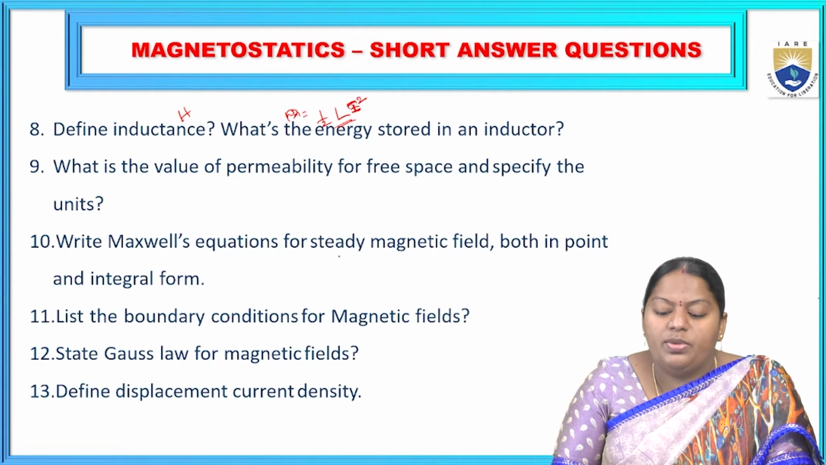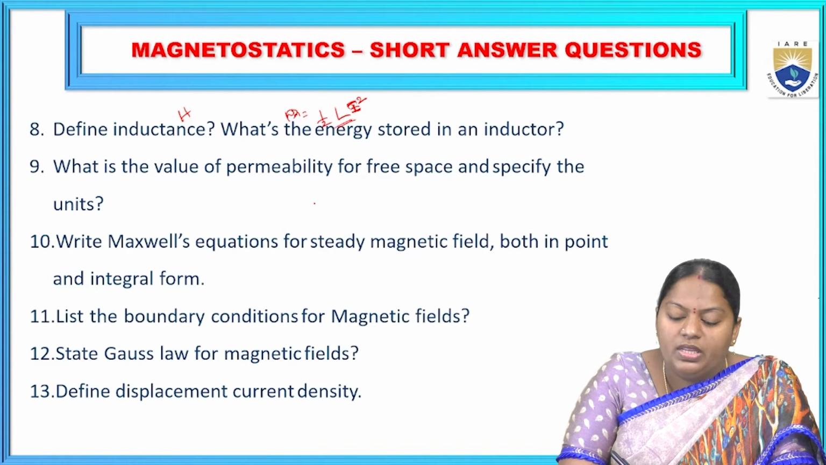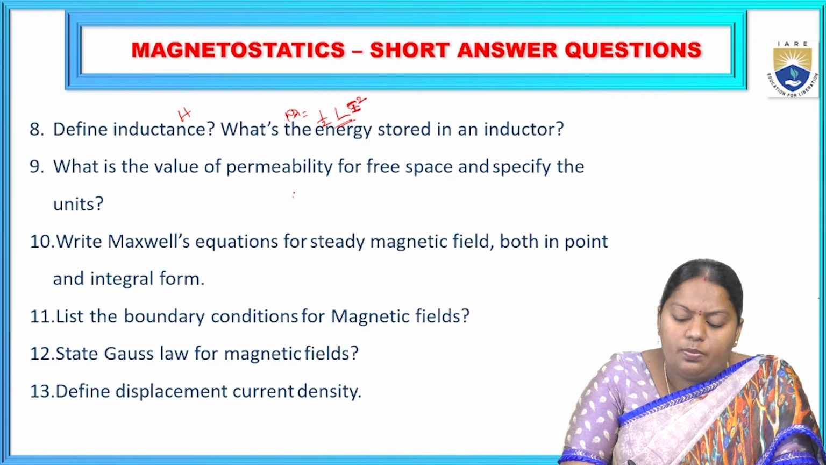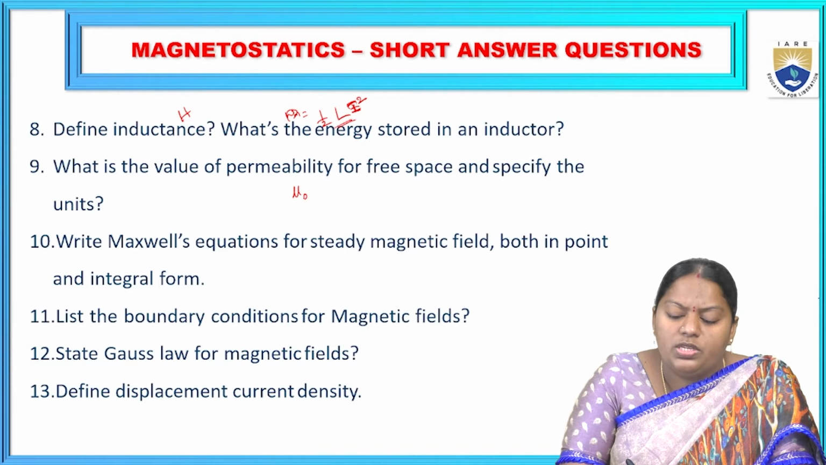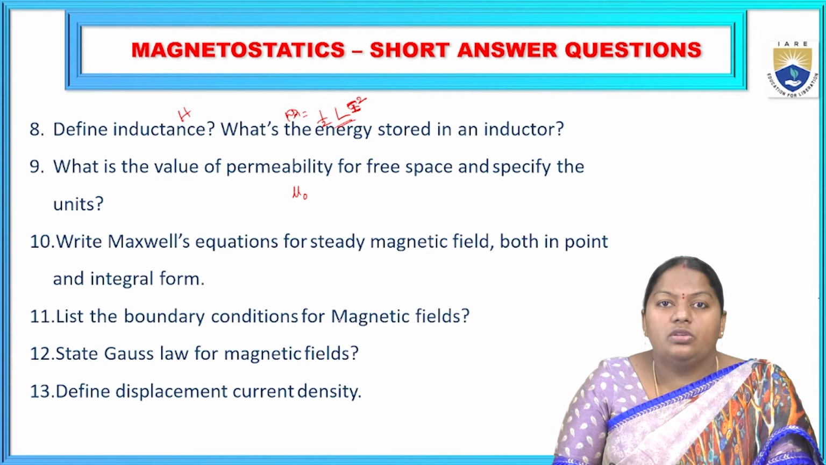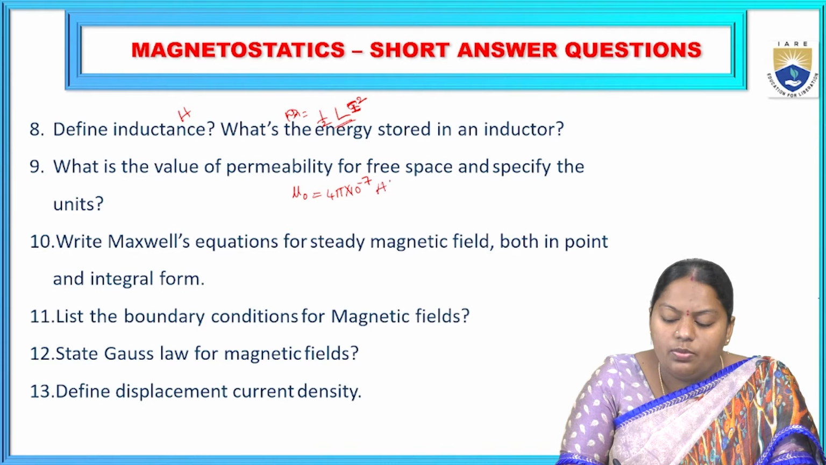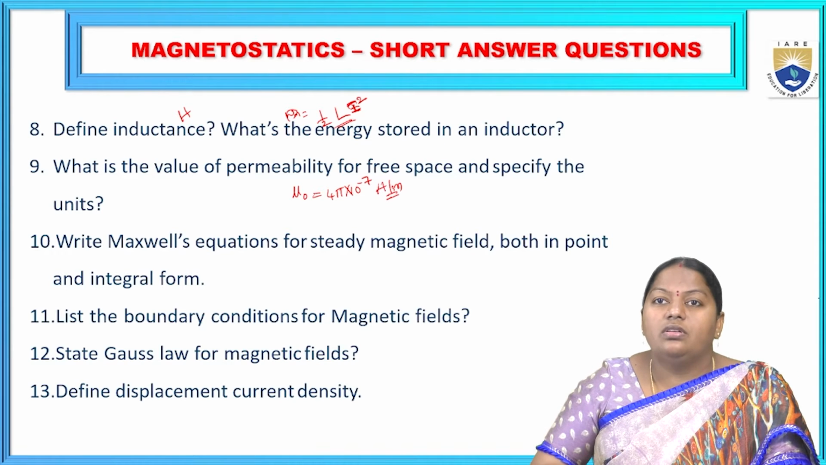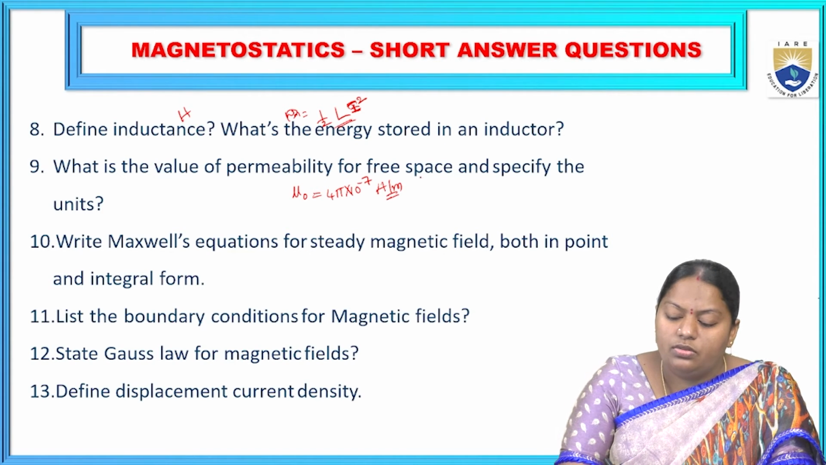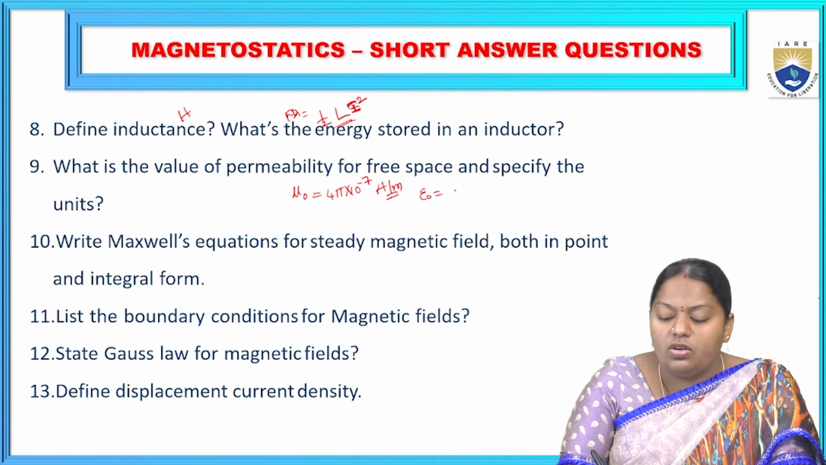And what is the value of permeability for free space, and specify its units. The permeability of free space medium is represented as mu naught, and its value is 4 pi into 10 power minus 7, with units Henry per meter. This is similar to the free space permittivity in electrostatic fields, epsilon naught equal to 8.854 into 10 power minus 12 farad per meter.